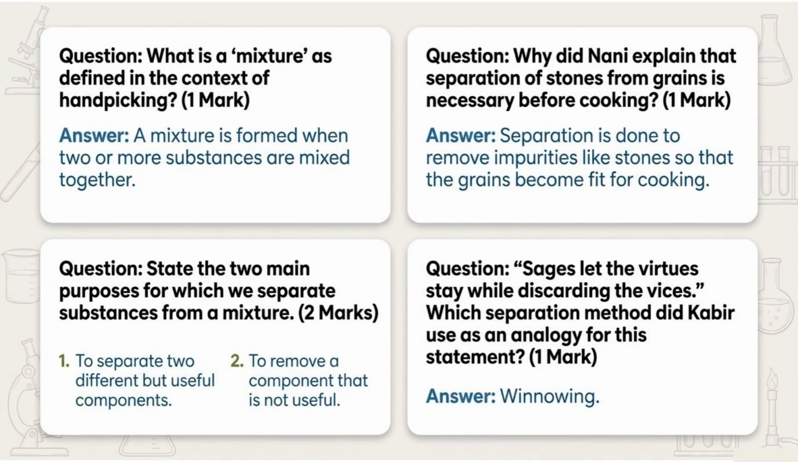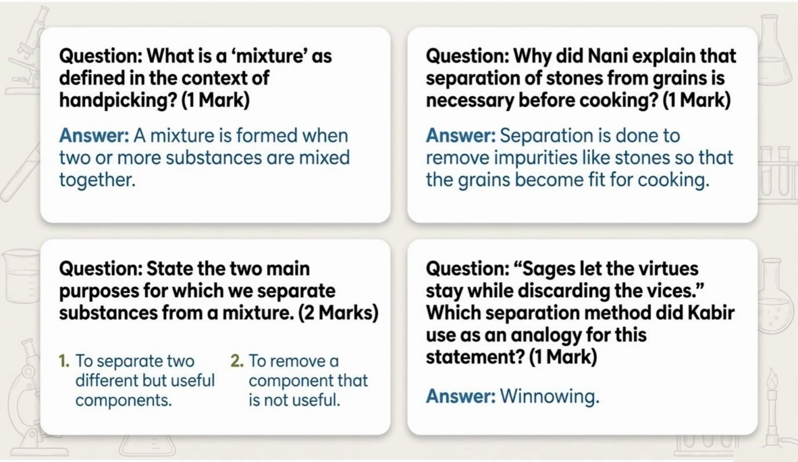Question, what is a mixture as defined in the context of handpicking? 1 mark. Answer, a mixture is formed when two or more substances are mixed together. Question, why did Nani explain that separation of stones from grains is necessary before cooking? 1 mark. Answer, separation is done to remove impurities like stones so that the grains become fit for cooking.